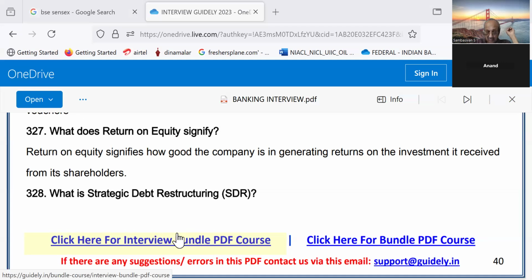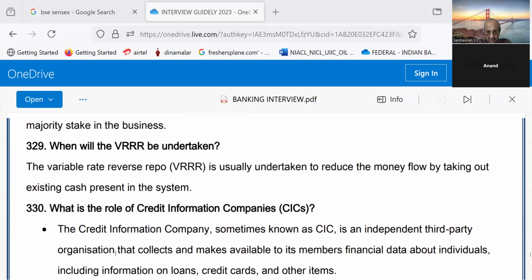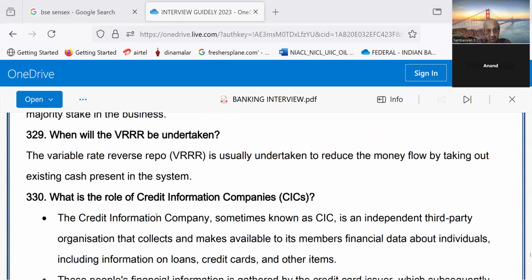So, what is strategic debt restructuring? The RBI strategic debt restructuring scheme allows banks that have provided loans to businesses and other entities to convert a portion of their total outstanding loan amount and interest into a majority stake in the business.